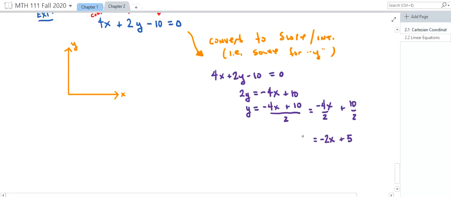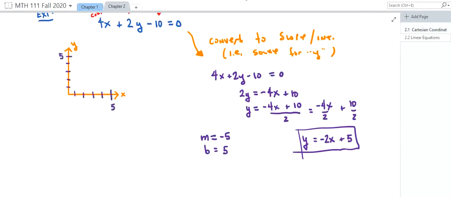So in slope-intercept form, this takes on the form y equals minus 2x plus 5, which means our slope is minus 2, and our intercept is equal to 5. So one point, of course, is going to be right here.